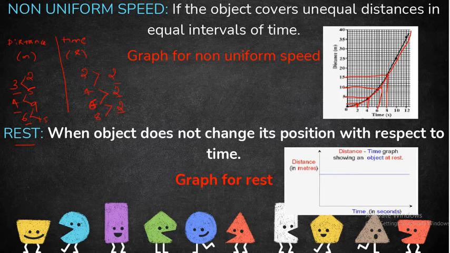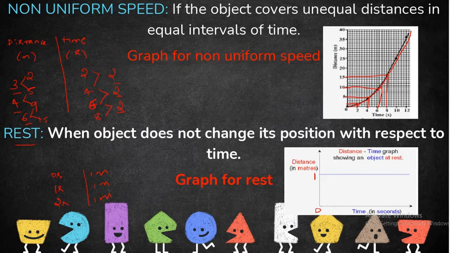Then what will be the graph for that? Take 0, 1, in terms of meters, and time in terms of seconds. At 0 seconds it has traveled 1 meter. Then what happens after 1 second? It is at 1 meter, and after 2 seconds it is again at 1 meter, like this.